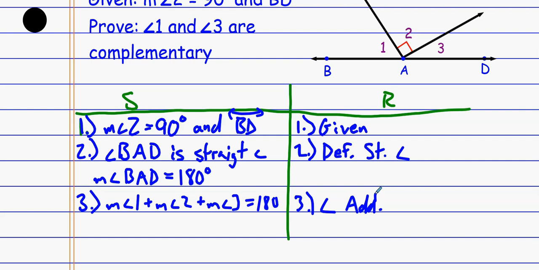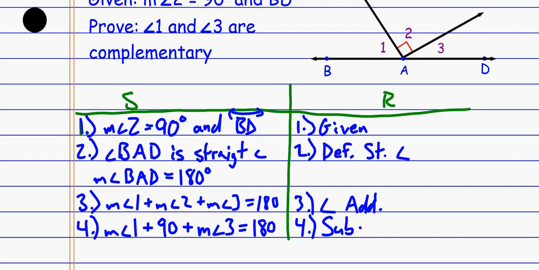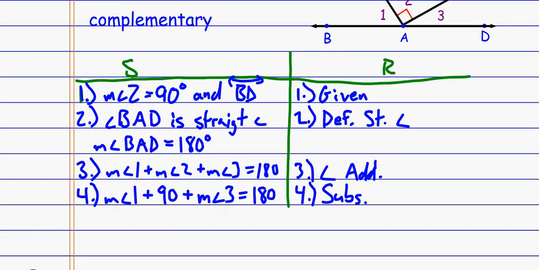And now from here, I can say, well, wait a minute. I can replace that 2, right? Angle 2 was 90 degrees. So let me replace it. And if I replaced it with something that it was equal to, that's just substitution. And now from here, I just simplify this.